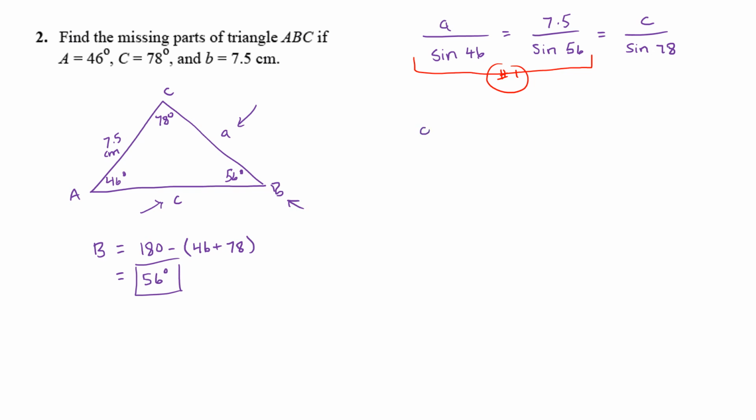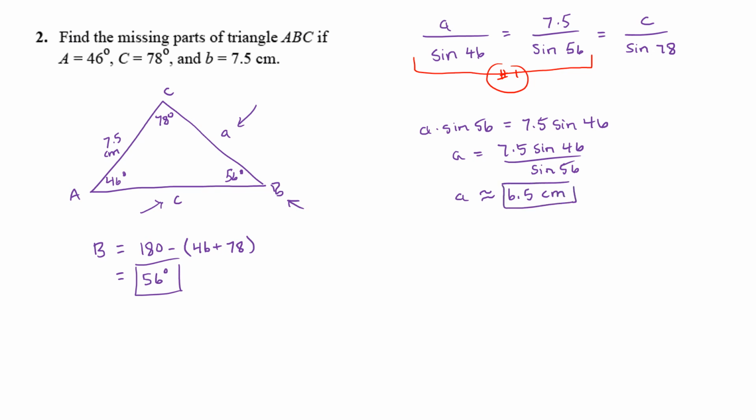So when we cross multiply, we'll have A times the sine of 56 equals 7.5 times the sine of 46. I want A by itself, so I will divide both sides by the sine of 56. Entering that into my calculator, I roughly get 6.5 centimeters for the value of A. So now I know A equals 6.5.